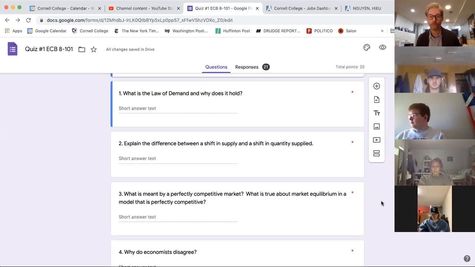Question number 3, what's meant by a perfectly competitive market? Once again, there's a concrete answer here. A perfectly competitive market has homogeneous goods, a large number of buyers and sellers, and everybody is a price taker, right? It means those 3 things. What is true about market equilibrium in a perfectly competitive market? That quantity supplied is equal to quantity demanded, right? In other words, the market clears.